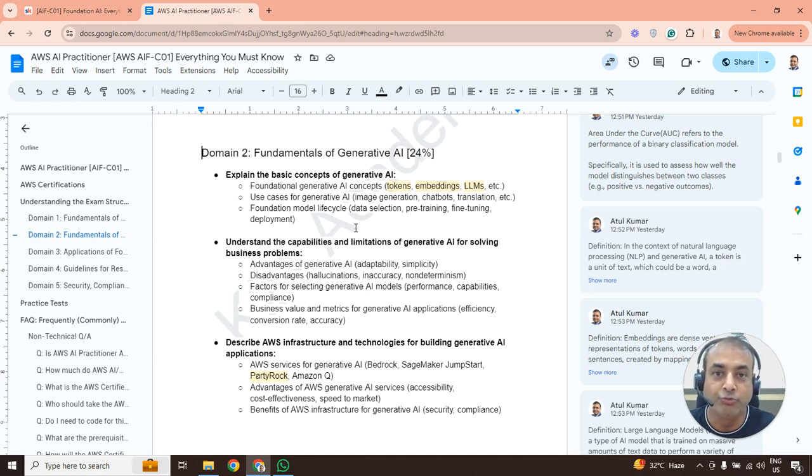Then, you also need to understand the capabilities and limitations of generative AI to solve a business problem. So, what are the advantages of generative AI? What are the disadvantages, which you should also be equally familiar with, like hallucination, inaccuracy, nondeterminism? It can happen based on the amount of data or type of data you have. Also, there are factors on which you select an AI model based on performance, capabilities, compliance, and so on. You should also be familiar with business value and metrics for generative AI like efficiency, conversion rate, accuracy. That's the second topic within the second domain, which is fundamentals of generative AI.